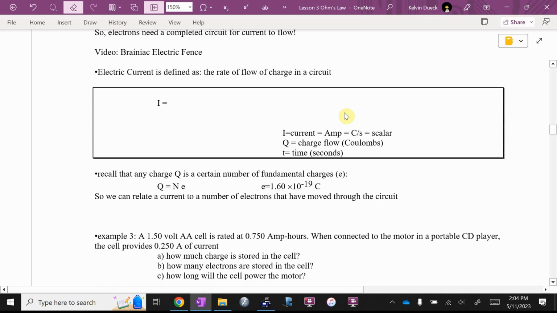You heard them talking about electric current. Current is one of the 7 fundamental SI units. Here is how it's defined. The letter for current is a capital letter I. It's defined as the rate of flow of charge. It's defined as Q over T.